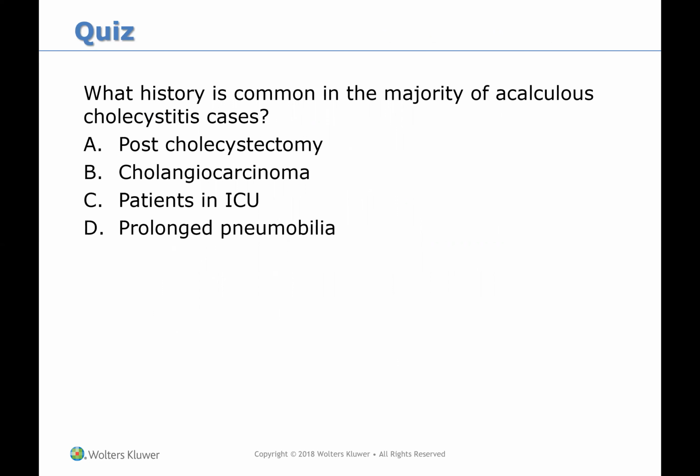So what history is common in the majority of acalculous cholecystitis cases? You said patients in the ICU. You are correct.